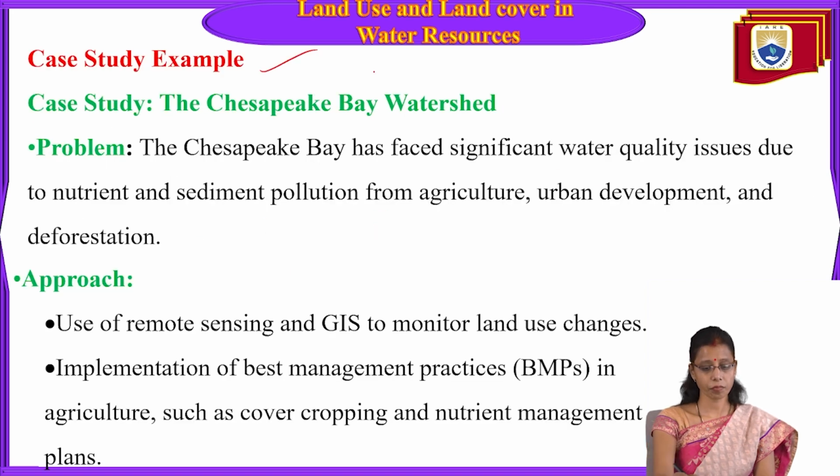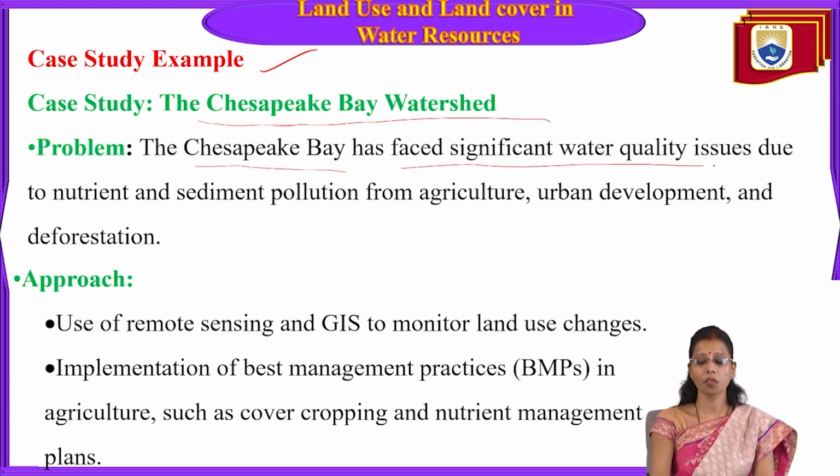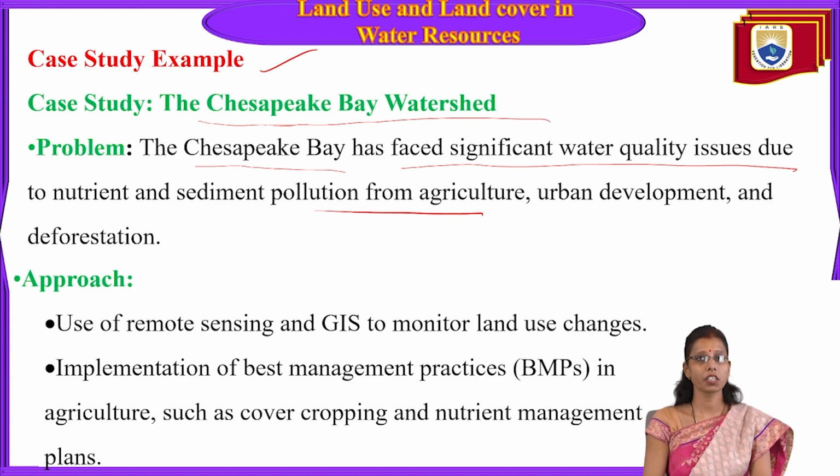Now, case study. When you have a problem of land use and land cover affecting water resources, how do you solve it? There is an example here: the Chickasaw Bay watershed. What is the problem here? The problem is that it faced significant water quality issues due to nutrient and sediment pollution from agriculture, urban development, and deforestation.